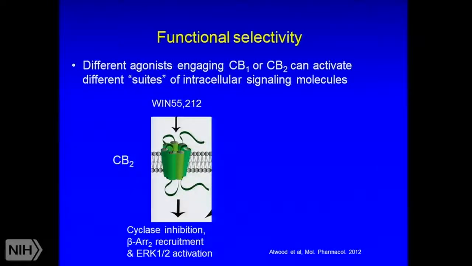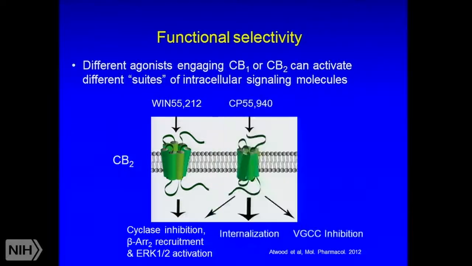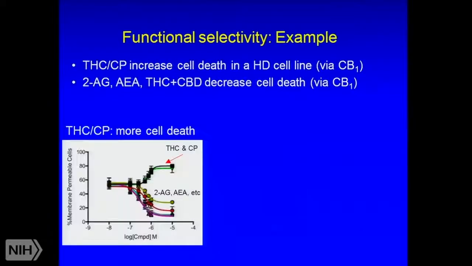The second concept is functional selectivity, and here's the idea that different agonists engaging CB1 or CB2 receptors activate different suites of intracellular signaling molecules. So this is an example pulled from CB2 literature, where this compound inhibits adenylyl cyclase, recruits beta-arrestin, activates ERK kinases. However, CP55940, working through the same receptor, does these things, but also stimulates receptor internalization and inhibits calcium channels. So two different compounds, both considered agonists, can actually activate overlapping but different suites of signaling pathways.